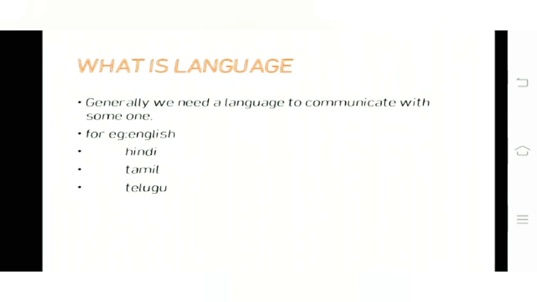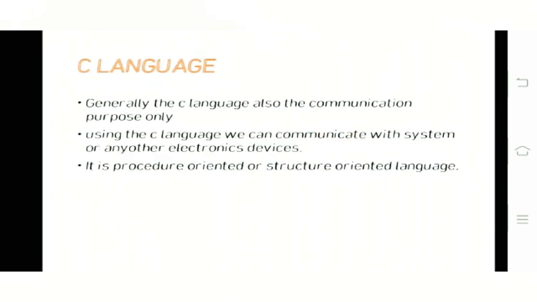Likewise, if we want to communicate with the computer, we need to learn one of the languages perfectly, such as C, C++, Java, Python, etc. Likewise, C language. Why do we need C language?